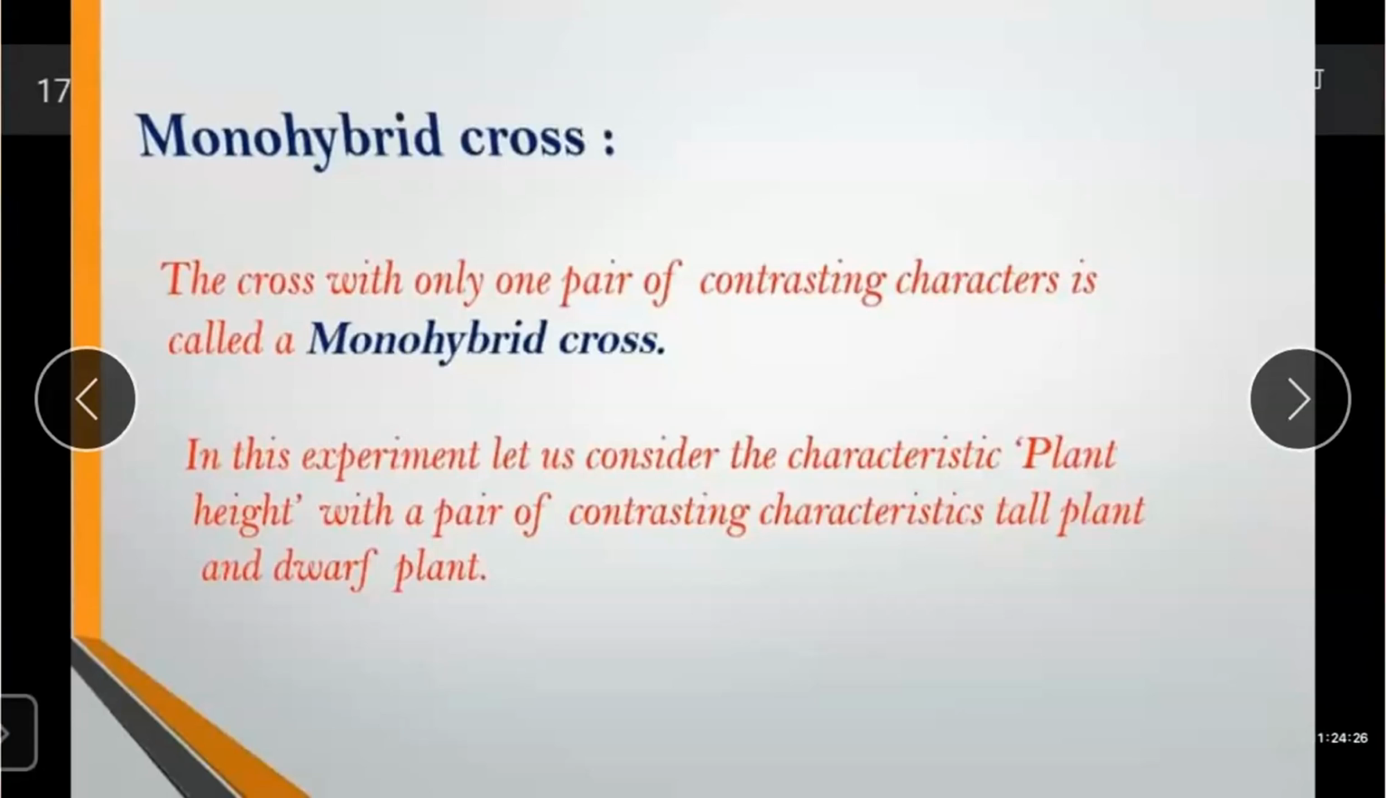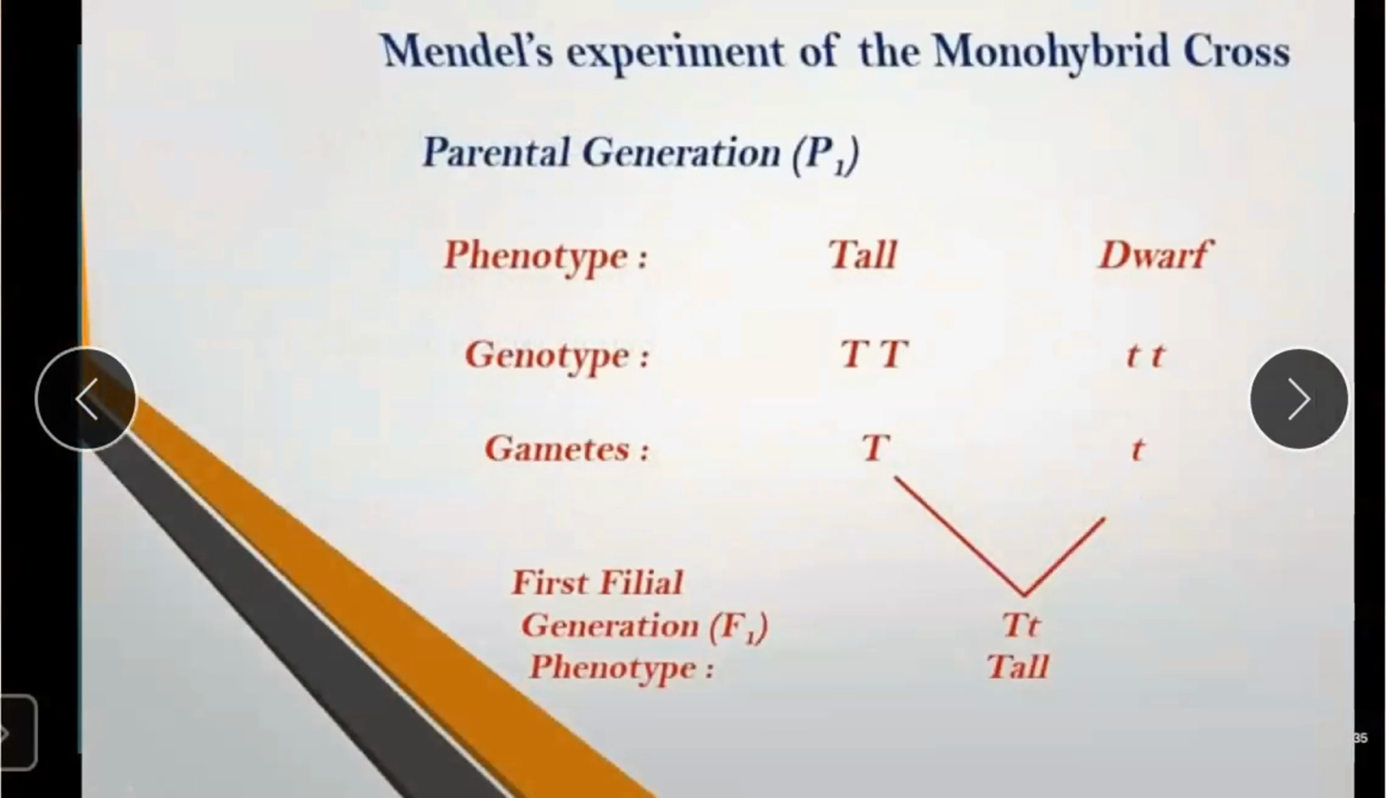Now, in this experiment, which characteristic will we consider? The plant height, with a pair of contrasting characters, that is, tall plant or dwarf plant. These are the two conditions when studying height. Dwarf means small-heighted. Now moving further, see the parental generation first. Tall and dwarf pea plants were used in this cross, where one parent is tall and one parent pea plant is small.